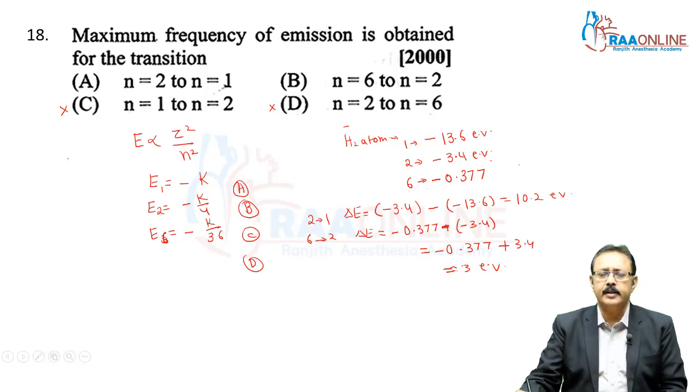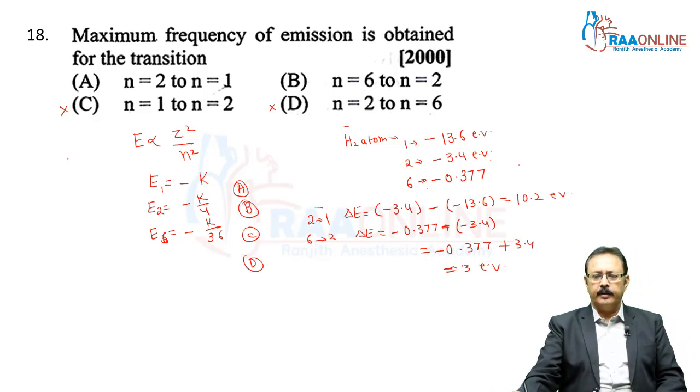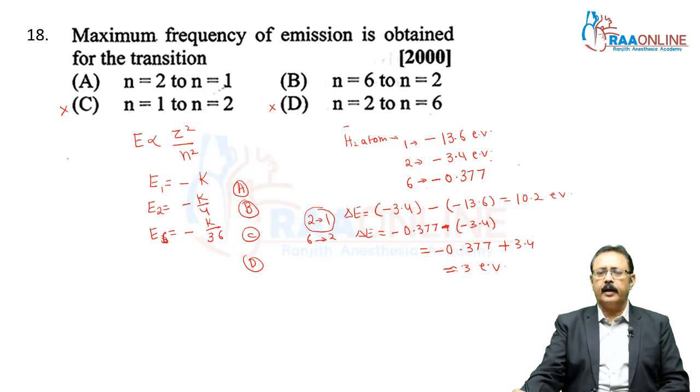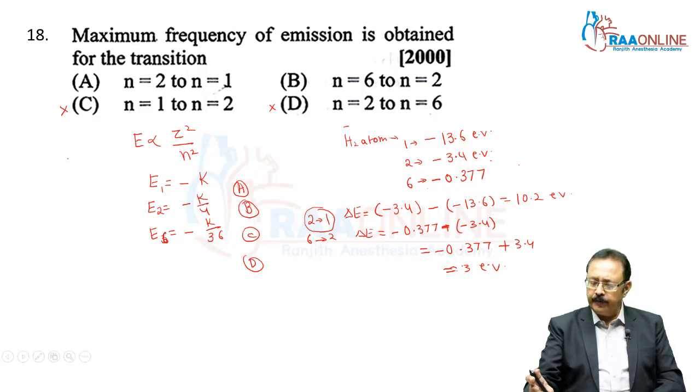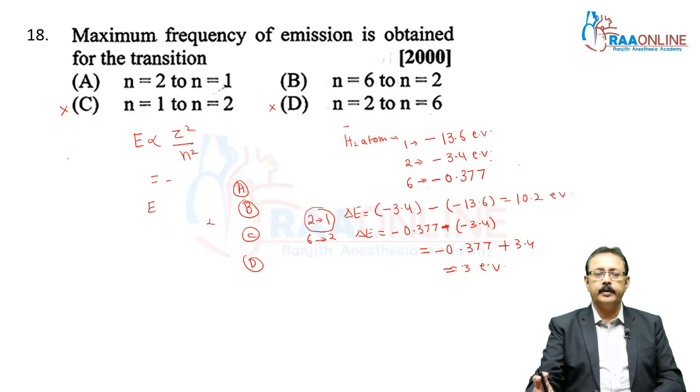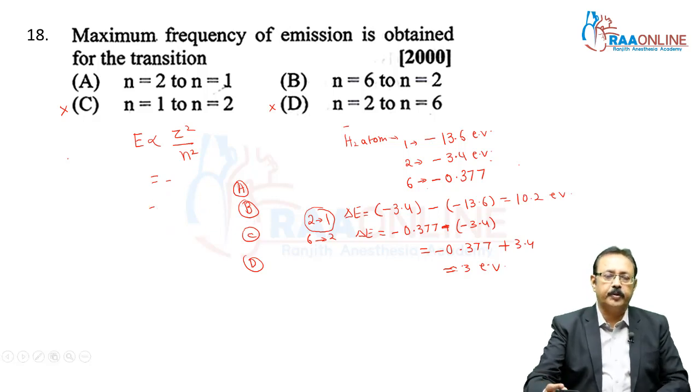Clearly, when it is jumping from second to 1, it will emit highest energy in these two cases. High energy means high frequency. Energy is h into nu. So we will get high energy in option A. So we will go for option A.